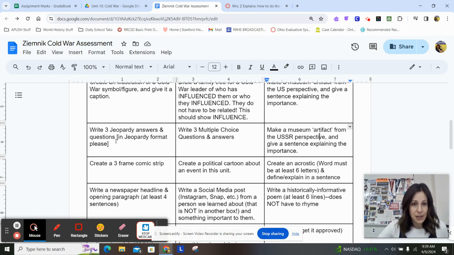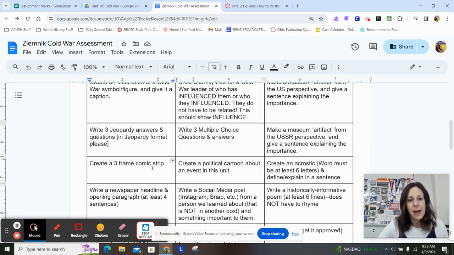Write 3 Jeopardy answers and questions in Jeopardy format. So that would be, you have the answer first, and then the question is, what is the Truman Doctrine? Something like that. Or you can just do straight up 3 multiple choice questions and their answers. Maybe you highlight or you circle.